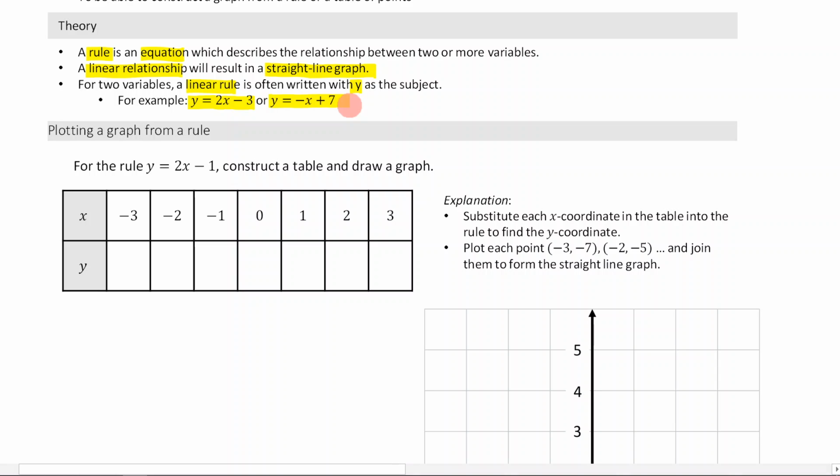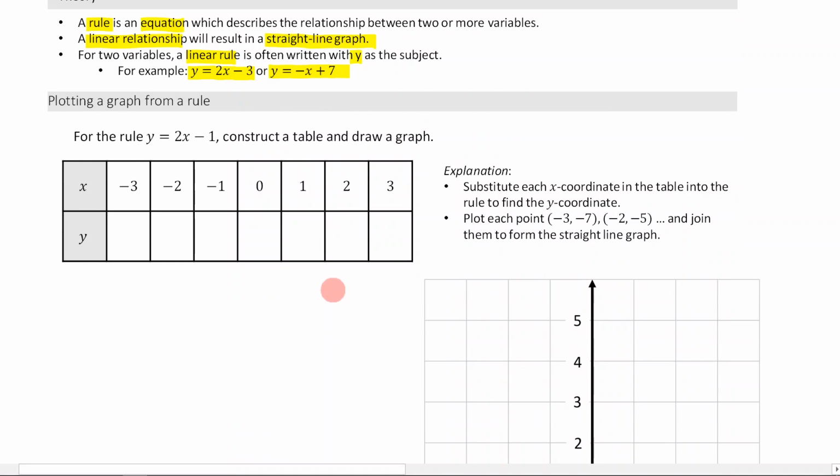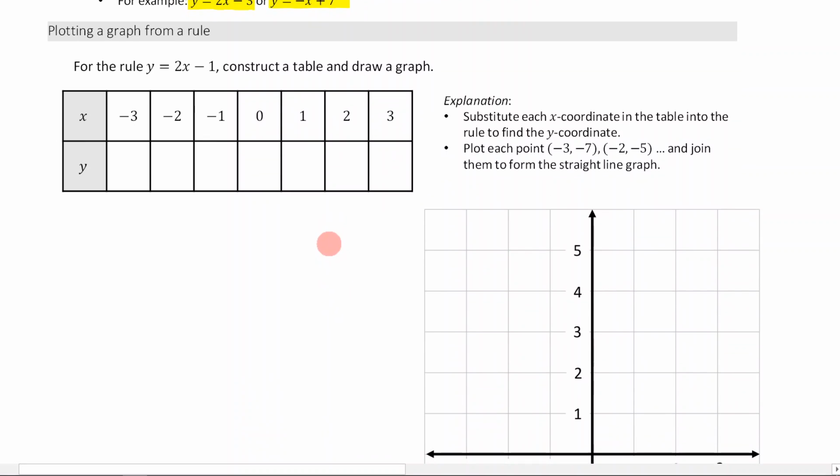Now, all of that seems kind of abstract at the moment. So let's go through an example and it will make perfect sense. So we've been given the rule y is equal to 2x minus 1. And we need to construct a table and draw a graph of it. So let's really highlight this. This is our rule. This right here, everyone, is the rule. And from the rule, we're going to construct a table and draw a graph.